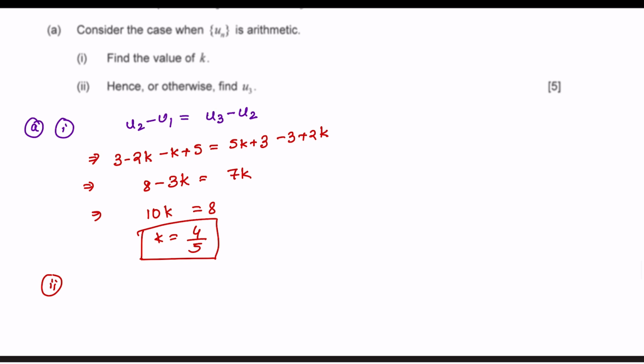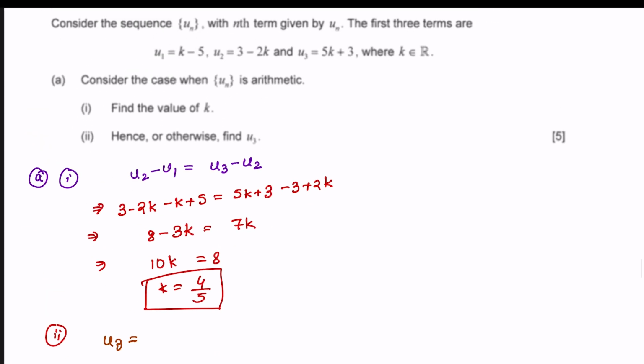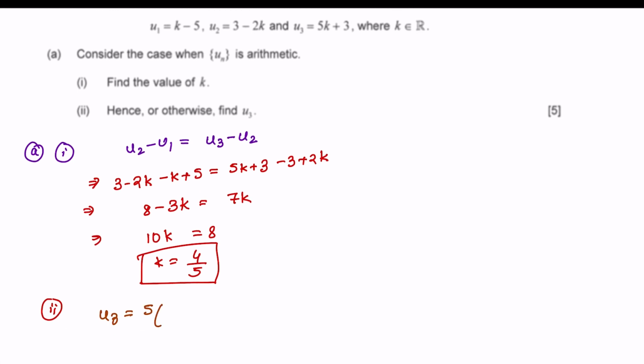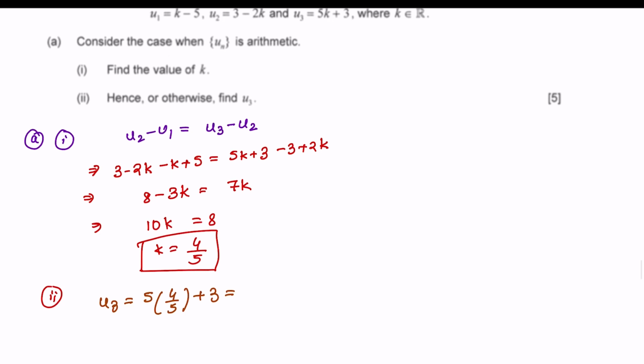Then we have to find u3. U3 would be 5k plus 3. So 5 times 4 by 5 plus 3, which gives me 4 plus 3, which is 7. That's the answer to part A.